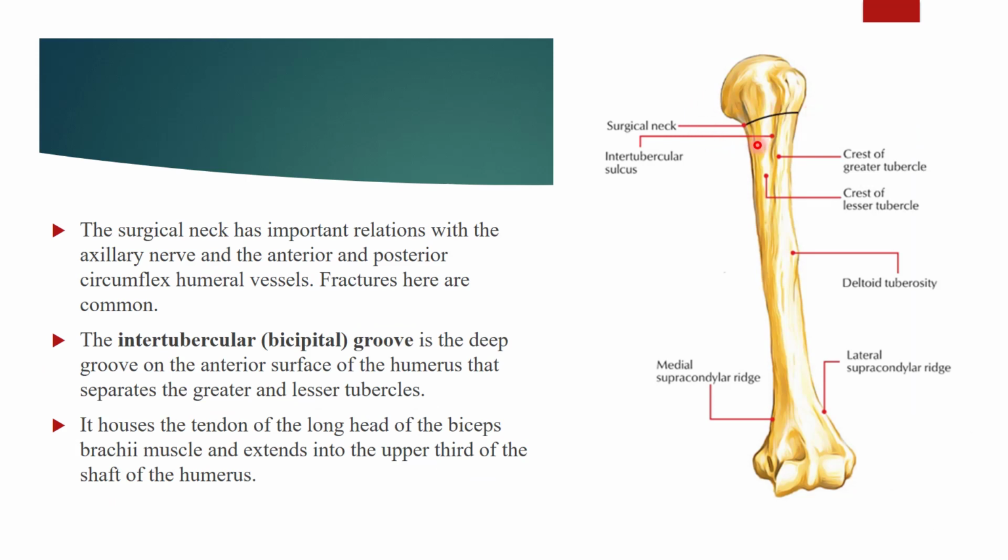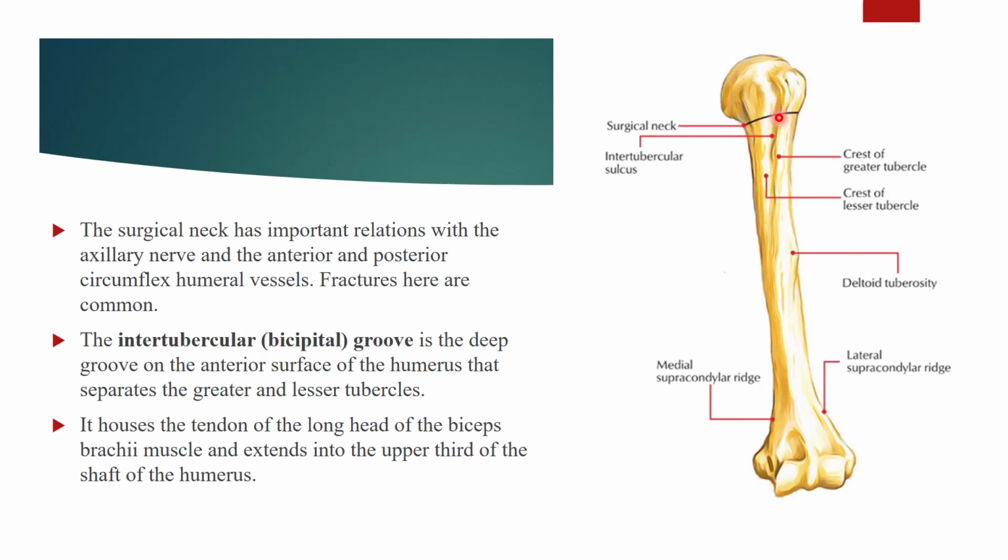The surgical neck of the humerus has an important relation with the axillary nerve. See here, this is a very important point which you have to remember: the surgical neck has important relation with the axillary nerve and the anterior and posterior circumflex humeral vessels. Remember this thing. Fractures here are very common.